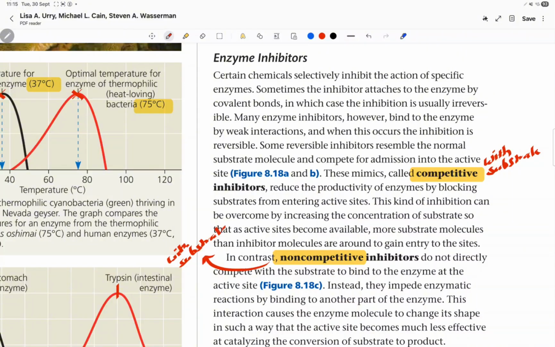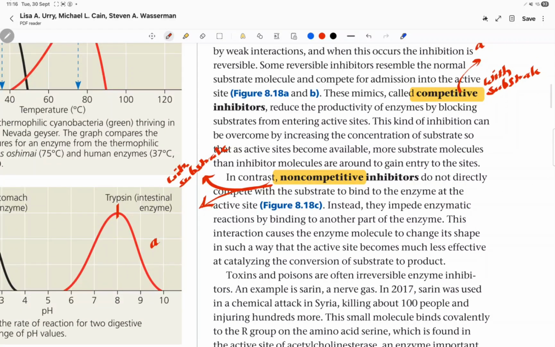You see, the substrate only has one place to go on the enzyme, called the active site. So if the inhibitor competes with the substrate, it basically means it wants to also bind to the active site. But if the inhibitor does not compete with the substrate, it wants to bind to a place other than the active site. And this place will be called the allosteric site. Okay? So, let's right now make a table to compare both types of inhibitors.